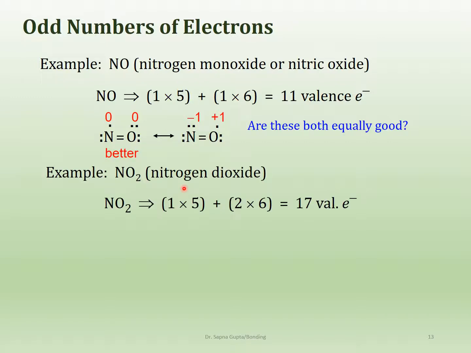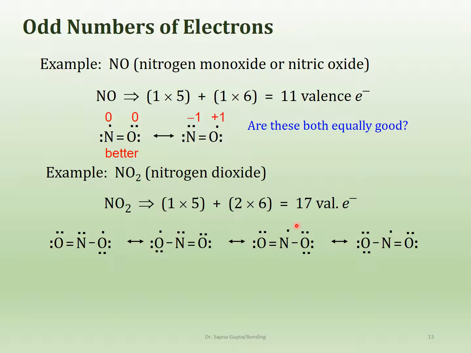Let's take another example, NO2, nitrogen dioxide. In the case of nitrogen dioxide, we have 17 valence electrons, again an odd number of electrons. And when you have an odd number of electrons adding up, then we have issues. Here are our issues: we have so many structures that are possible. We keep nitrogen in the middle because it is less electronegative. Oxygen is more electronegative, so it goes out.